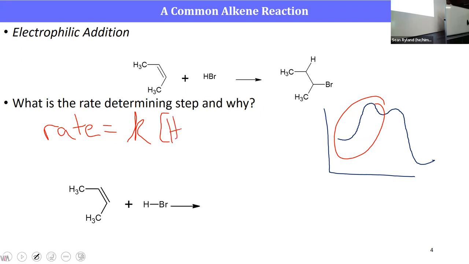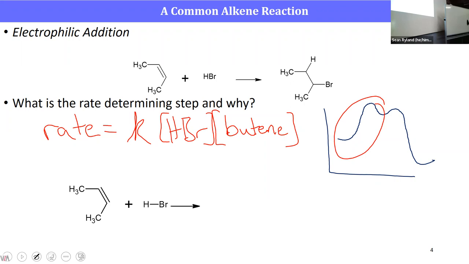But in this case, yeah, we would say you need the acid to start things. And it has to run into your alkene. Right? So in theory, if you change your concentration of either the acid or the alkene, you're going to slow down the reaction or change the rate of reaction.